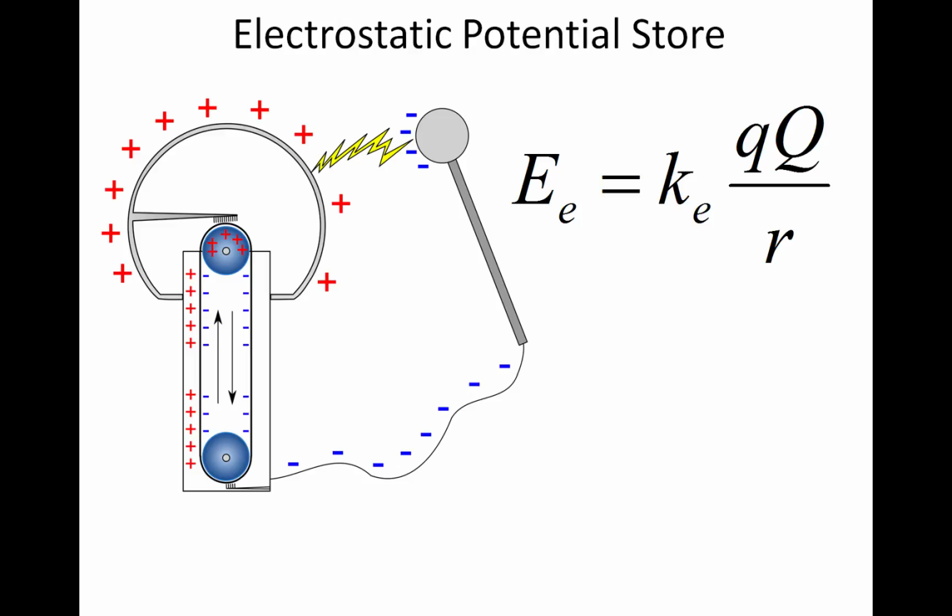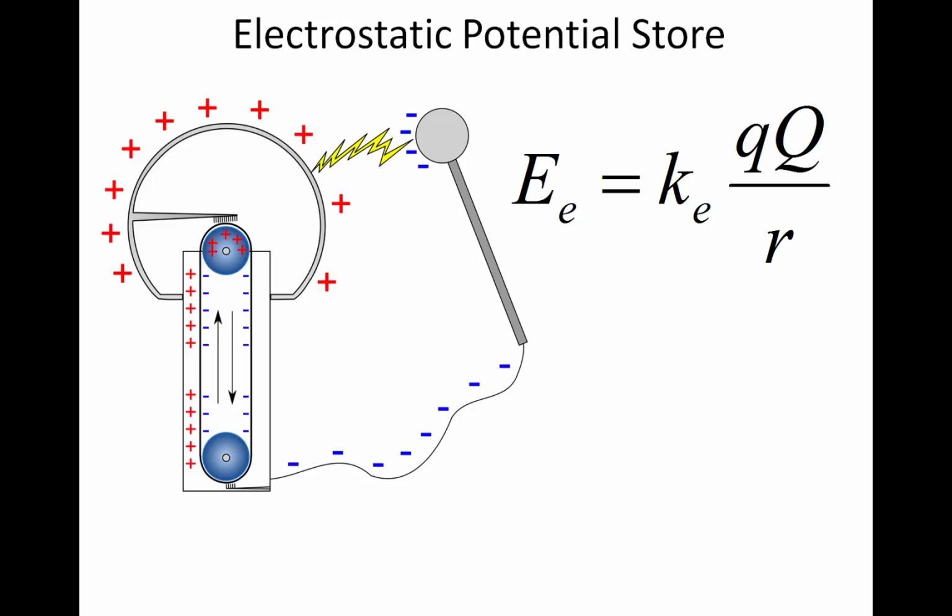So we'll look at the equation now. We have EE, which is energy electrostatic, is equal to kQq over r, where k is Coulomb's constant, little q is the charge on one of the objects, big Q is the charge on the other object, and r is the distance between them.